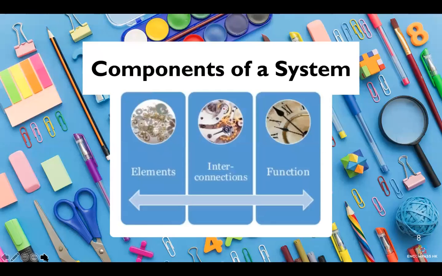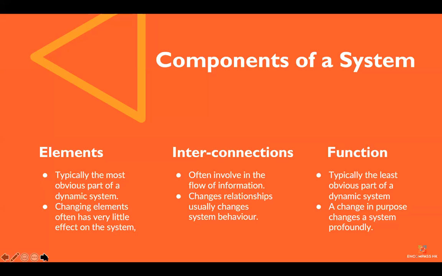So there are different components of the system. There are elements, which may be like the little parts in a watch, the individual parts, which tend to be more visible and easy to recognize. And then we have interconnection, how they're related and how they work together to achieve the system purpose. And then we have function or purpose, which is really the least visible part, but really the most important part, because it determines how the system functions, what kind of clock it is going to be.